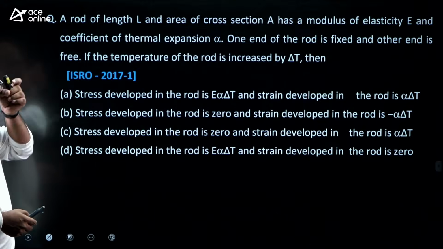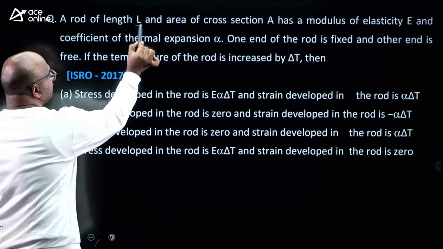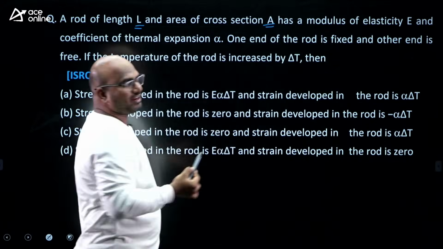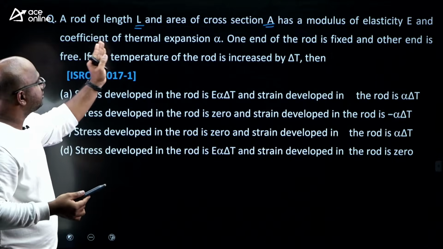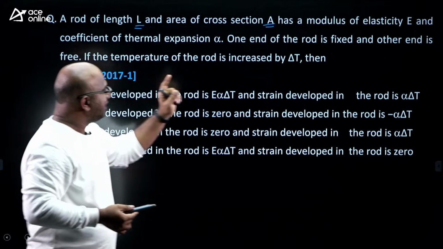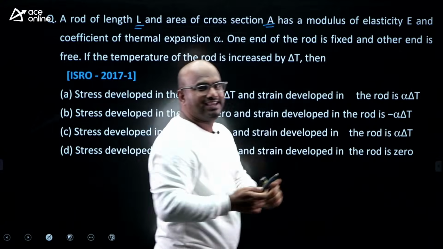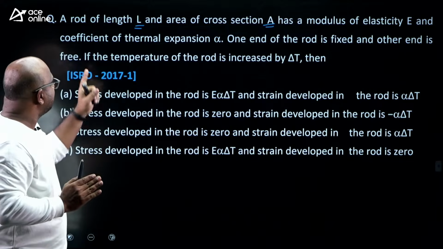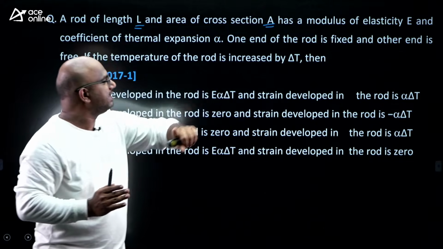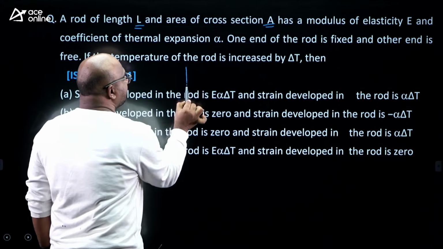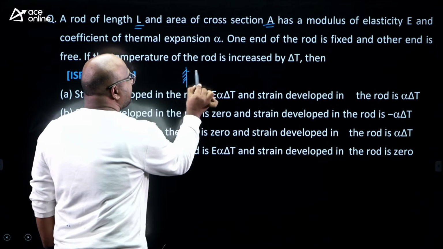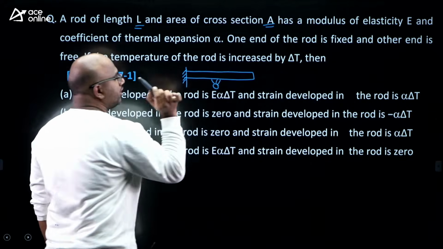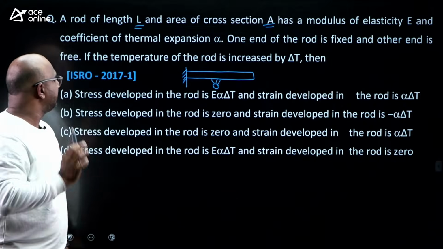A rod of length L and area of cross section A has a modulus of elasticity as given, and the coefficient of thermal expansion is alpha. One end of the rod is fixed and the other end is free. If the temperature of the rod is increased by delta T, when you try to heat, what is going to happen? This is what exactly he is asking.